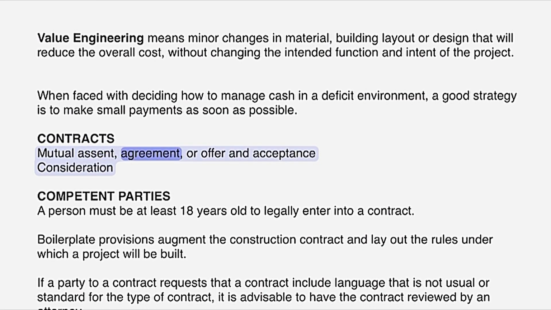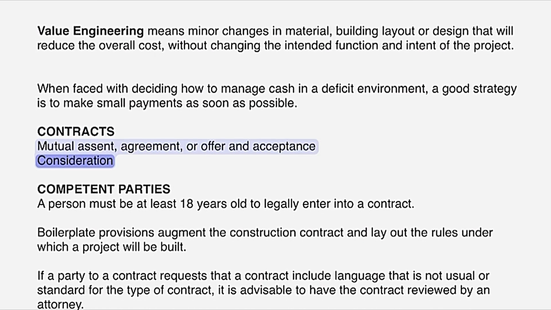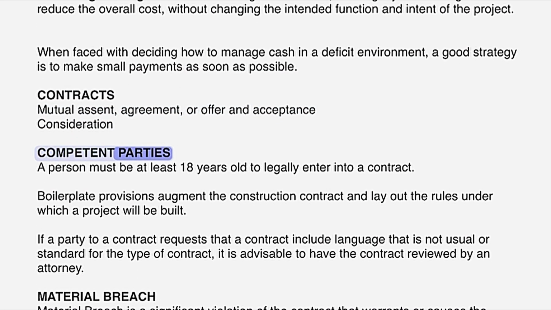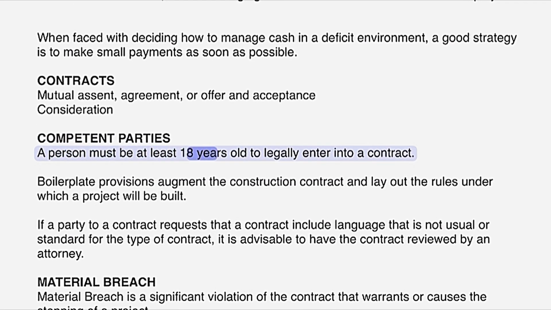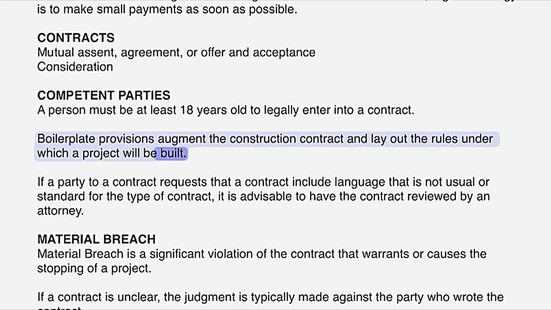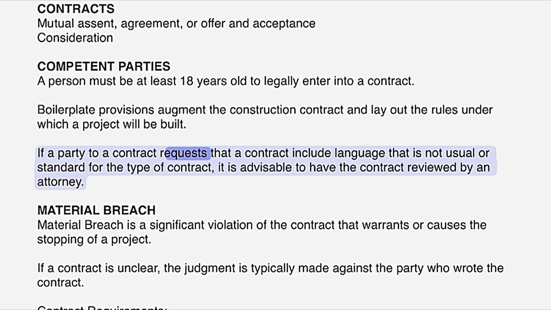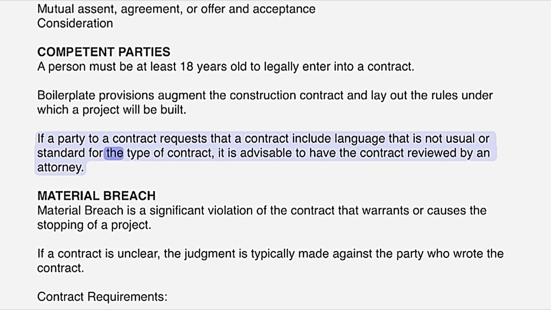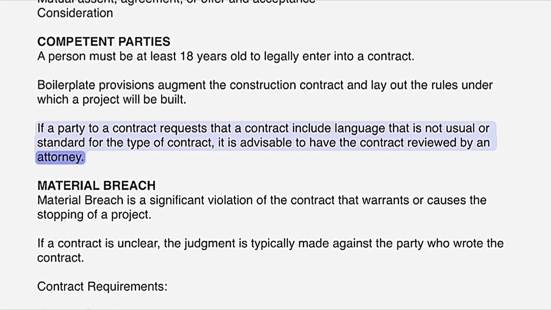Mutual assent, agreement, or offer and acceptance, consideration. Competent parties. A person must be at least 18 years old to legally enter into a contract. Boilerplate provisions augment the construction contract and lay out the rules under which a project will be built. If a party to a contract requests that a contract include language that is not usual or standard for the type of contract, it is advisable to have the contract reviewed by an attorney.